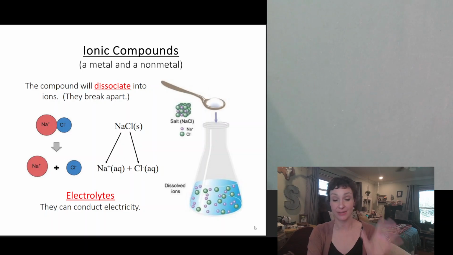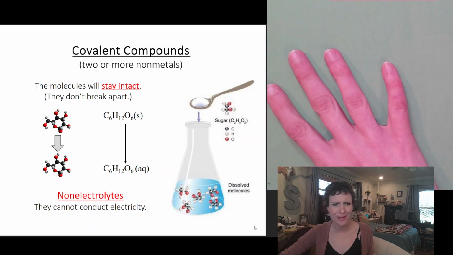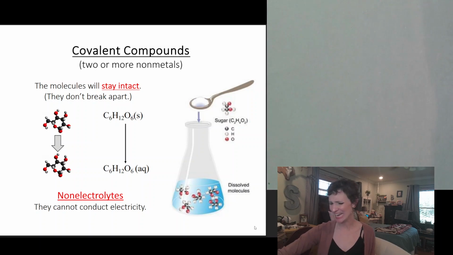That's ionic compounds. They dissociate and conduct electricity. But what about my covalent compounds? Well, with covalent compounds, you guys, the molecules stay intact. They spread apart from each other, but they do not dissociate.